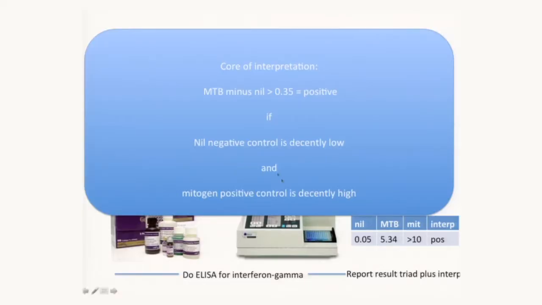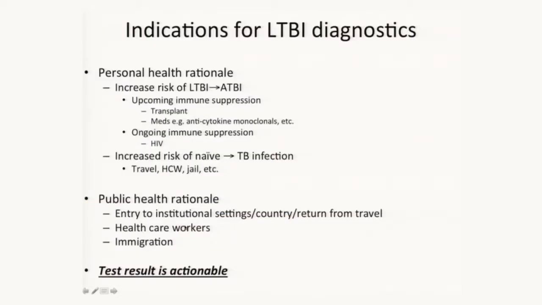Again, if neither one of these conditions is met, if the nil negative control is very high or the mitogen positive control is very low, then you have an indeterminate result. Okay. So why do we, who is indicated to get this test? It's actually, even that is a little bit controversial. And experts in the field sort of say this is the bottom line criteria.